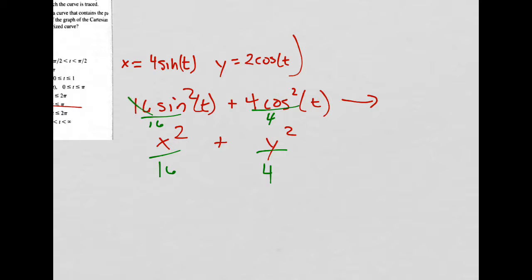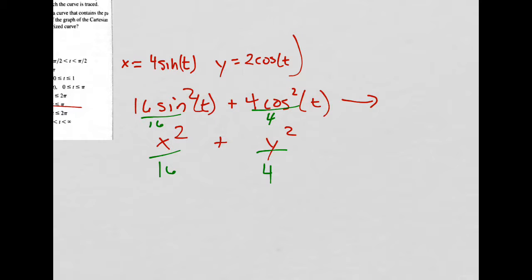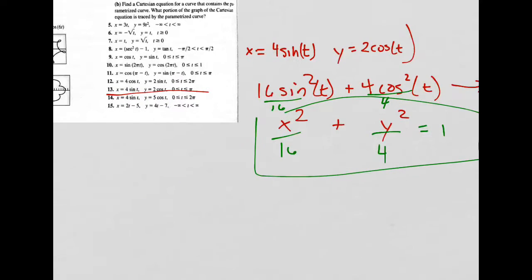And then that goes away. Then I have sine squared plus cosine squared, because that goes away too. So that equals 1. So this has to equal 1, because I have x squared divided by 16 and this is y squared divided by 4. This is getting messy. So here's our equation. There we go.